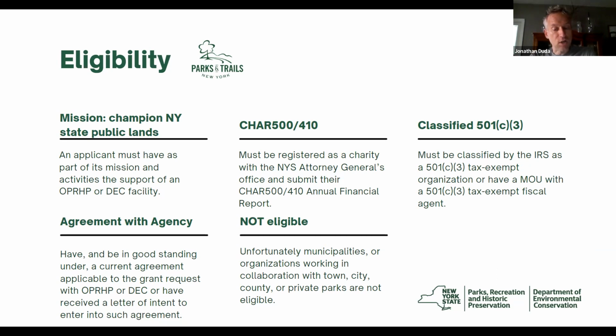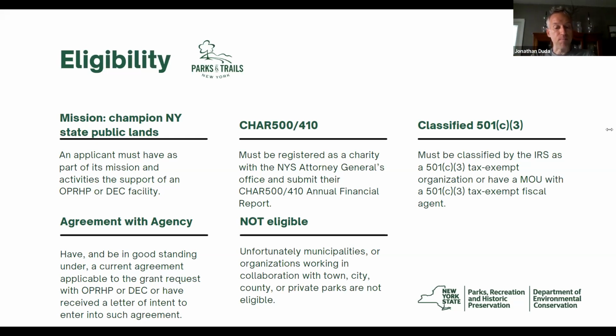You must also be in good standing under a current agreement applicable to the grant request with New York State Parks or with the DEC, or have received a letter of intent to enter into such an agreement. We understand some of these agreements can take a little time, so as long as you have that letter of intent, or if it's being renewed, that is okay.